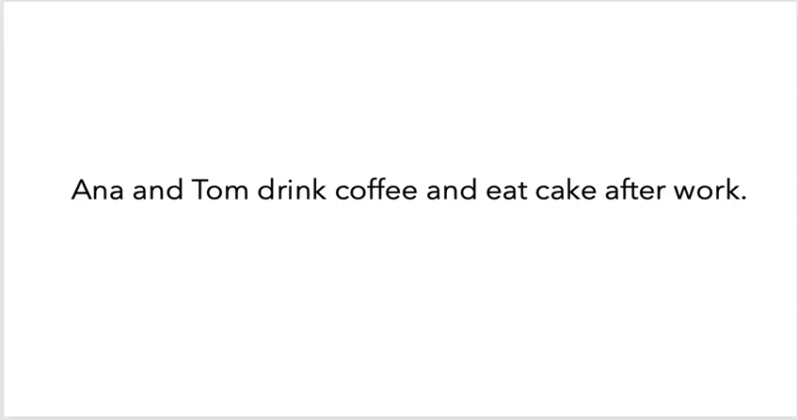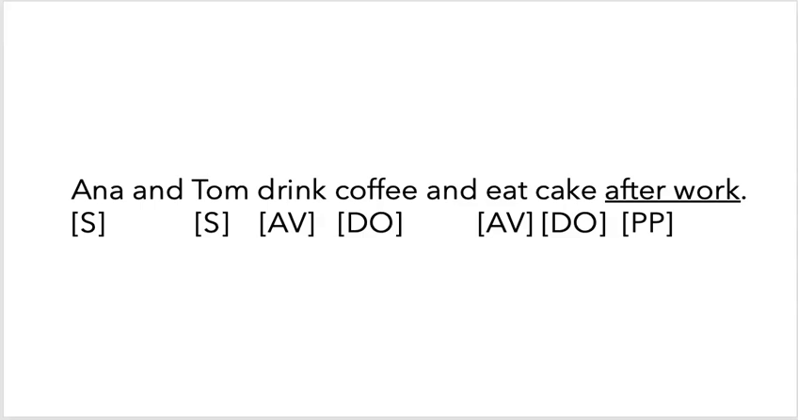Here's another simple sentence. Anna and Tom drink coffee and eat cake after work. Now here a lot is going on. We have two subjects, Anna and Tom. We have an action verb, drink, which has its own direct object, coffee. We have another action verb, eat, which has its own direct object, cake. And finally, we have a prepositional phrase, after work. This is still a simple sentence.